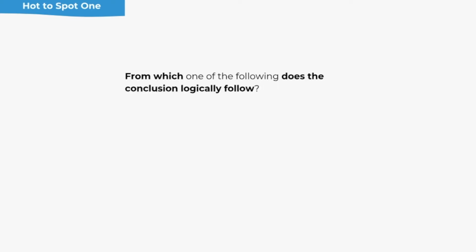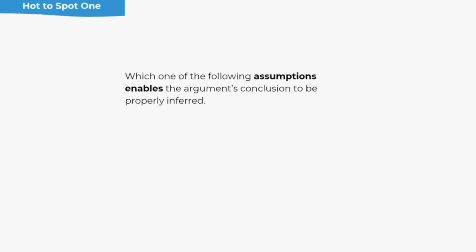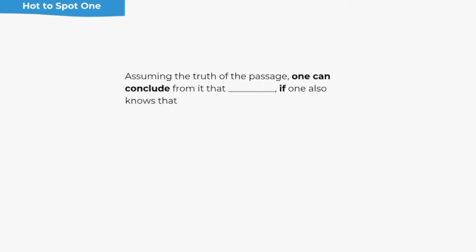Or from which one of the following does the conclusion logically follow? Meaning if you were to add something, it would make it so that the conclusion above follows logically. So this would guarantee that the conclusion follows. This would be a sufficient assumption question. Or which one of the following assumptions enables? Again, assumptions and enables paired together tells you that you're on a sufficient assumption question. Or which one of the following, if assumed, allows? In this case, allows is just like the word ensures or enables or suffices or guarantees. So we're looking at a sufficient assumption question.